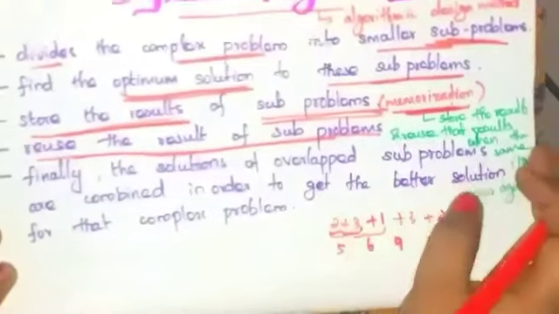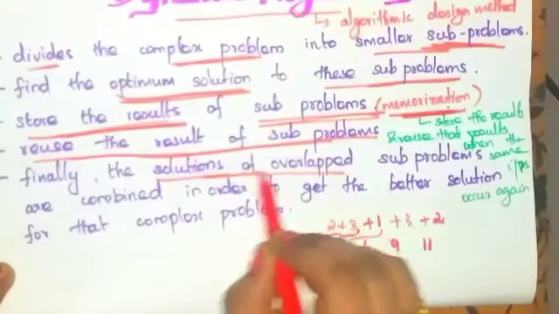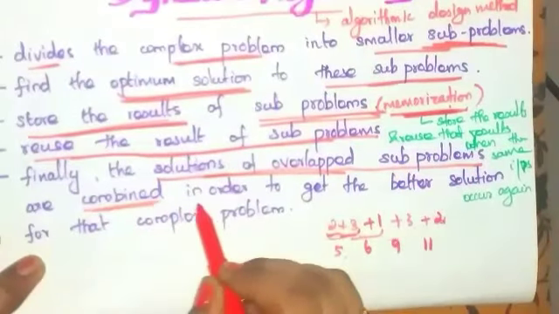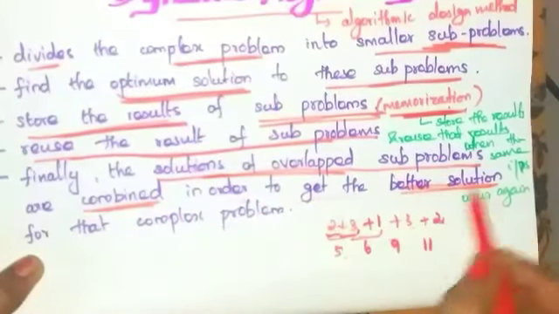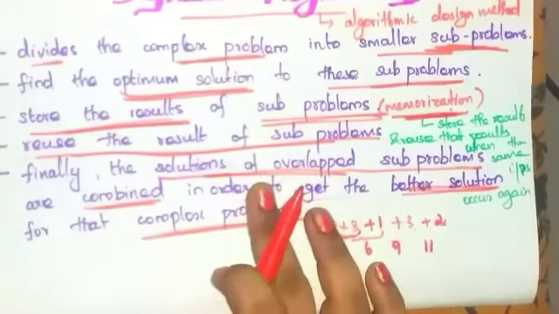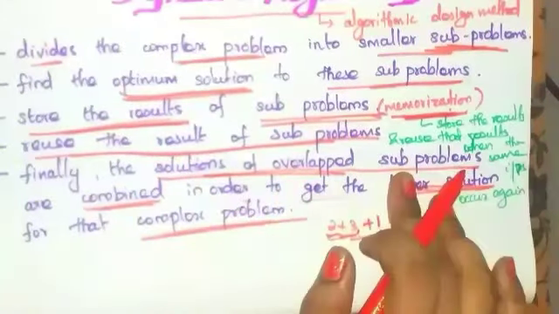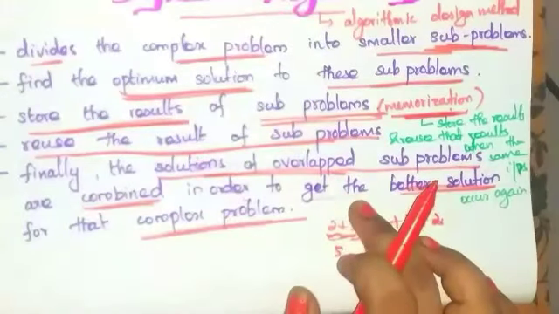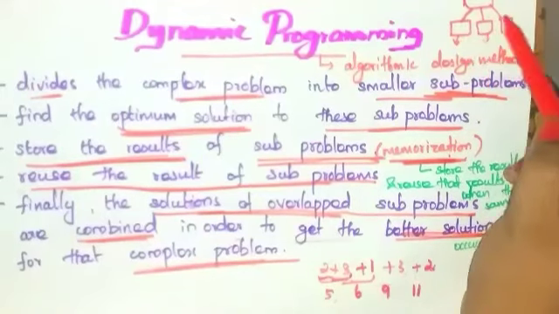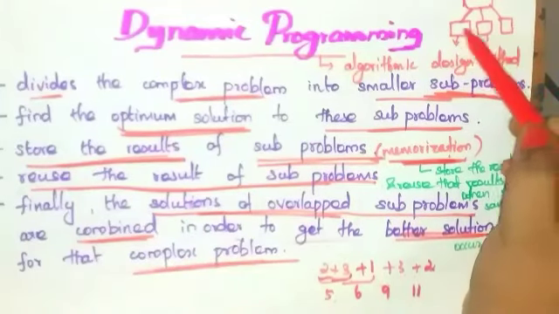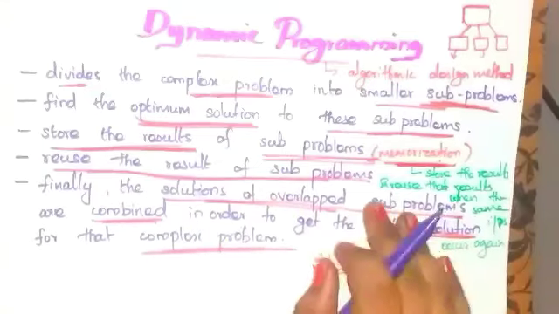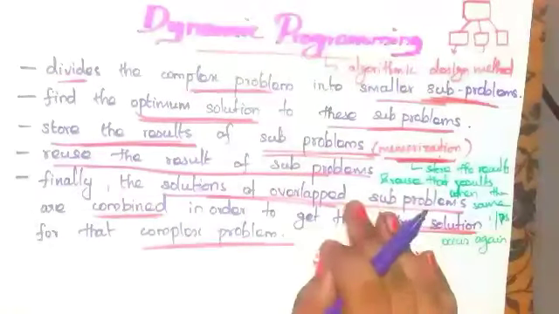Last point. Finally, the solutions of overlapped subproblems are combined in order to get the better solution for that complex problem. Which means the solutions of all these subproblems are combined to calculate the result of the main problem. So this is the basics of dynamic programming.